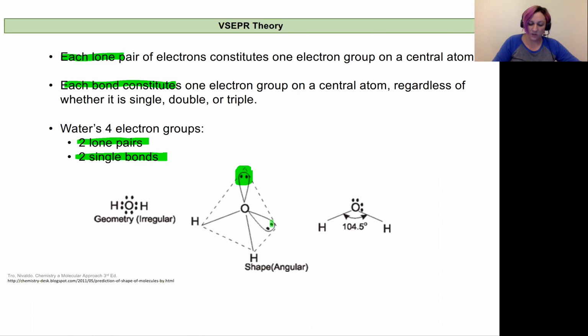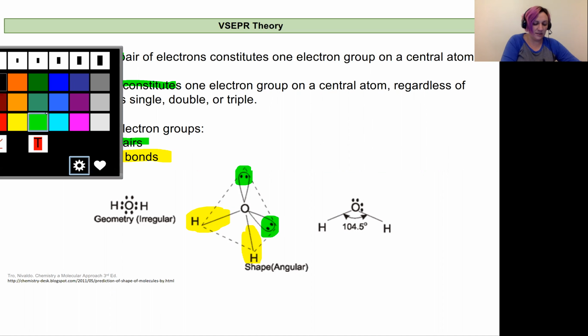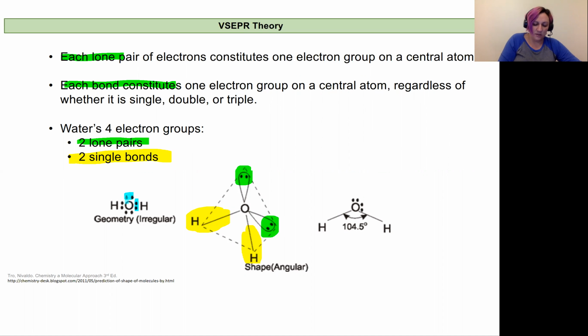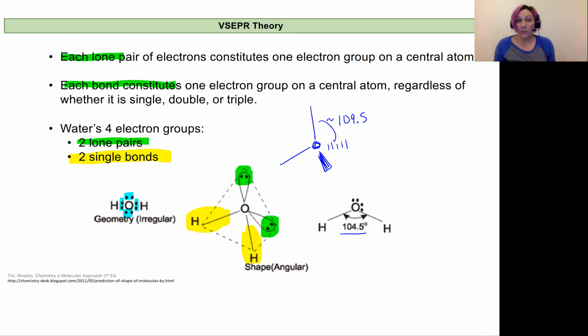So we have our 2 lone pairs right here, and then we have our bonding electrons right here that go to the hydrogen atoms. Our Lewis dot structure might actually be a little bit easier to see. We've got 1, 2, 3, 4 electron groups around that oxygen, and they're going to arrange themselves to be as far apart as they can be in 3 dimensions. In 3 dimensions, the best you can do is arrange 4 things about 109 degrees apart from one another, 109.5. And in water, we see a bond angle of 104.5, which is really close.